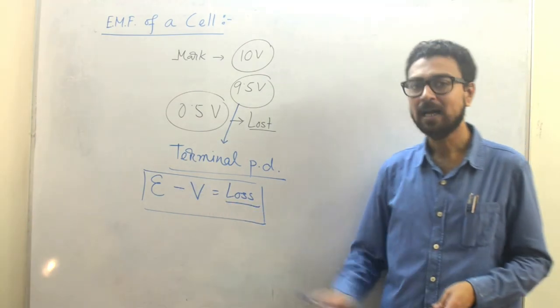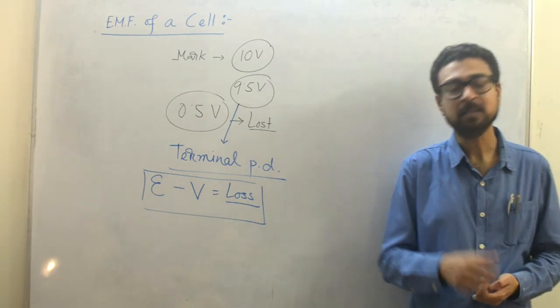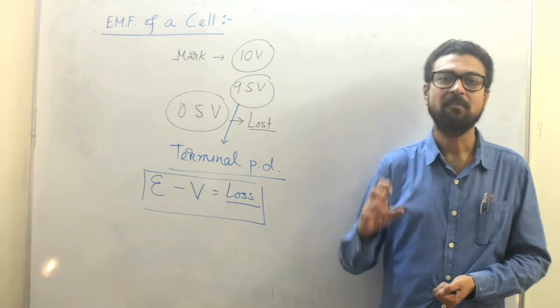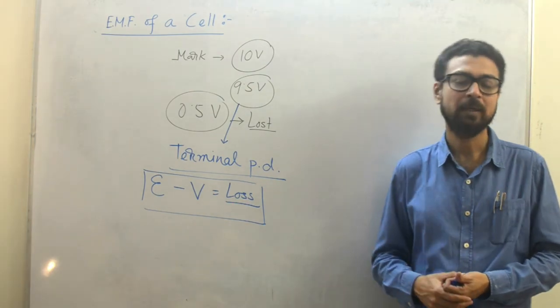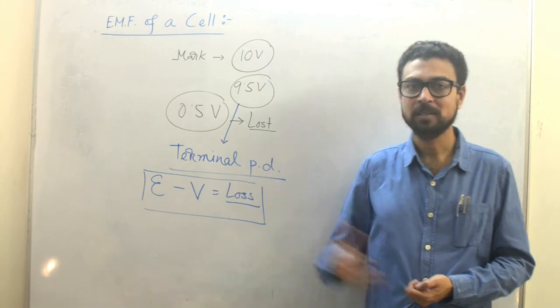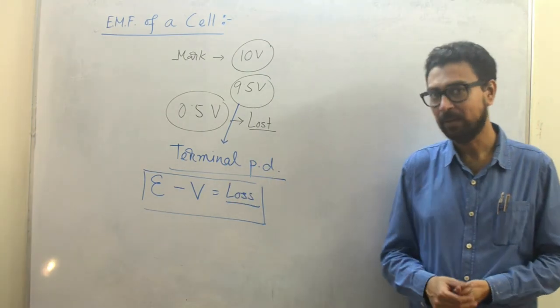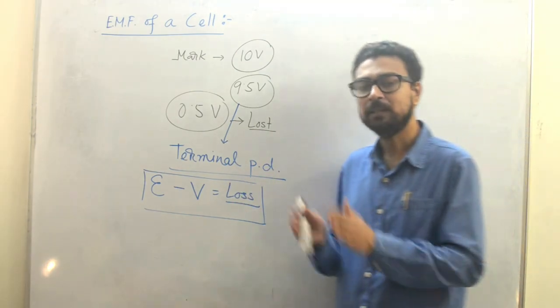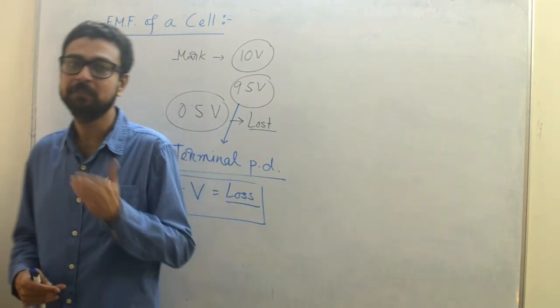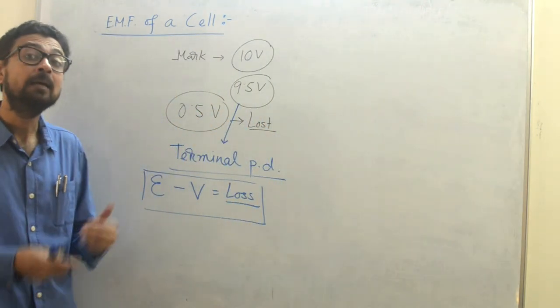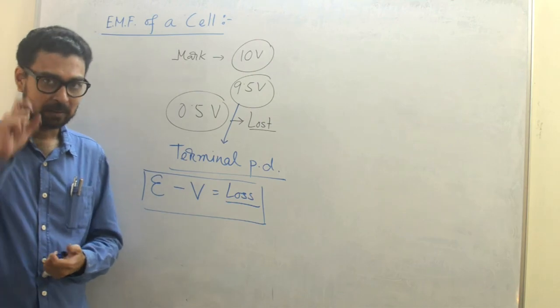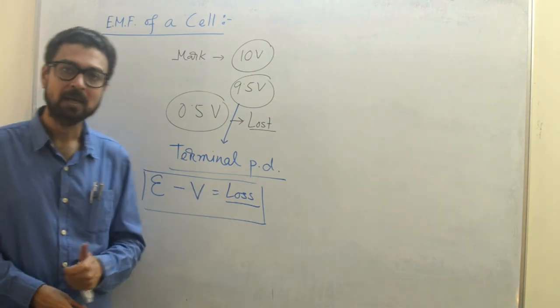So EMF is the ideal situation that we should get, and terminal potential is the value we actually get when we connect a circuit to a cell or a battery. Okay, so this is the concept. One is what it is capable of, and the other is what we actually obtain, the exact value. There is a loss, I tell you.